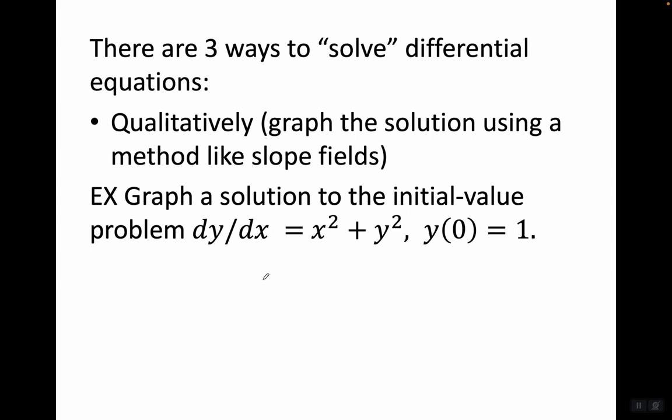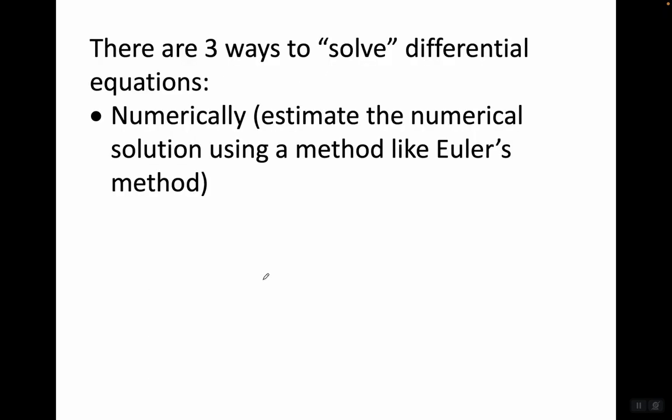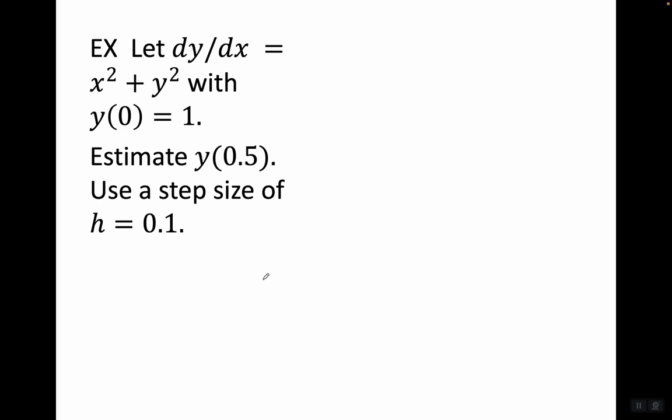For example, graph a solution to the initial value problem dy/dx = x² + y², y(0) = 1. If you use slope fields to graph it, you end up with something that looks like this. And then we can also solve it numerically. That's where we're estimating a numerical solution using a method like Euler's method. I haven't explained to you what Euler's method is, but it's the numerical equivalent of what we just saw, solving it by graphing it. So here's an example of Euler's method.